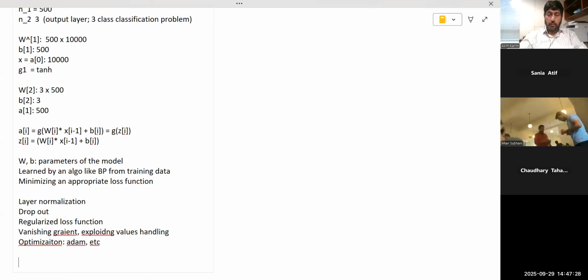ठीक है. Okay, so the main reason is basically, by adding additional intermediate layers, we are finding embedding spaces in which the problem is more clearly defined. This is in very layman terms.